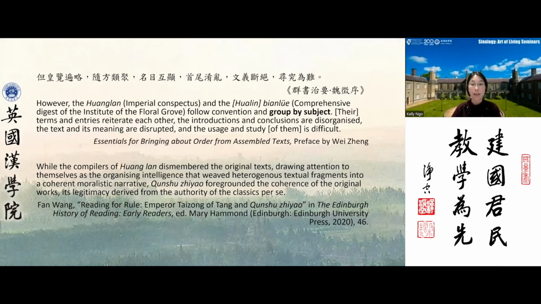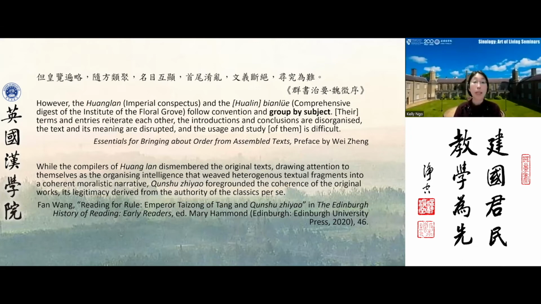So Wei Zheng identifies the faults of existing compilations, and at the bottom here, I've included a passage from the first book chapter in English about the Essentials, and it's by Fan Wang. She compares the editorial approach between the Imperial Conspectus and the Essentials. And she makes the point that while the compilers of the Imperial Conspectus, the Huanglan, dismembered the original texts, drawing attention to themselves as the organizing intelligence that wove heterogeneous textual fragments into a coherent moralistic narrative, the Essentials foregrounded the coherence of the original works. Its legitimacy derived from the authority of the classics per se, from the sources per se. It didn't really mix them up, keeping them in order through its arrangement by source.